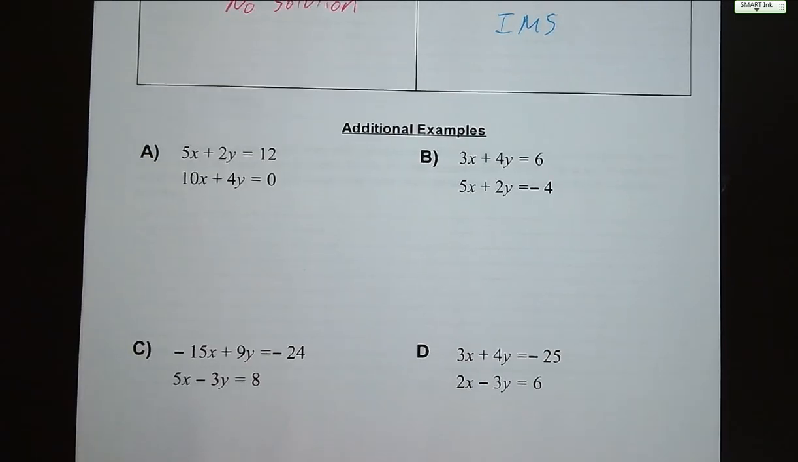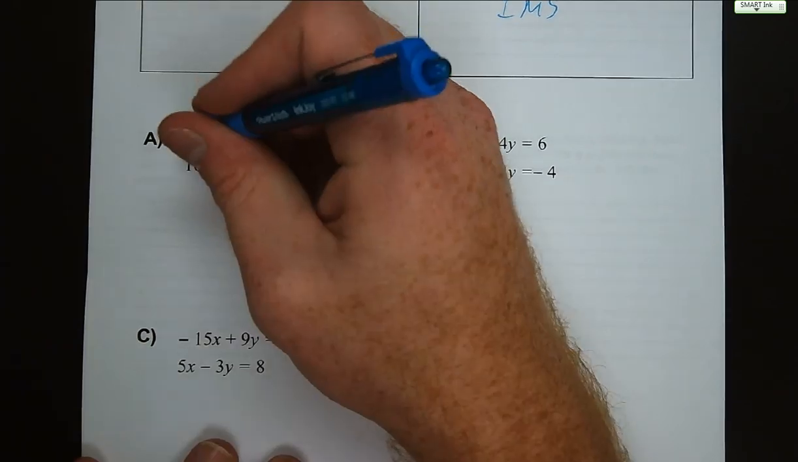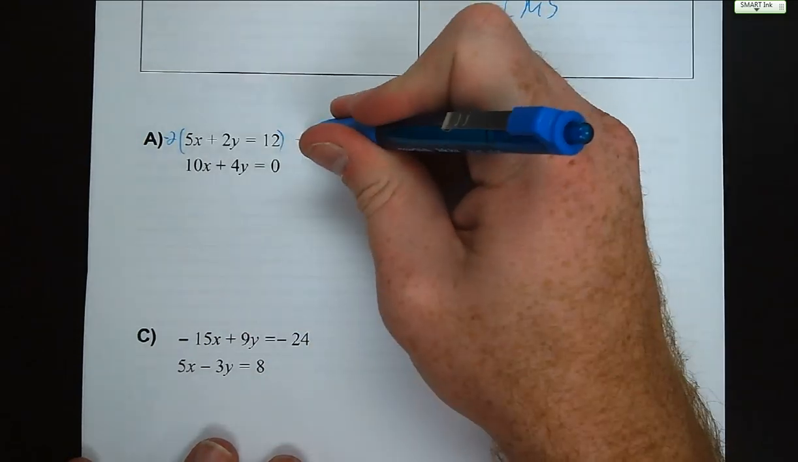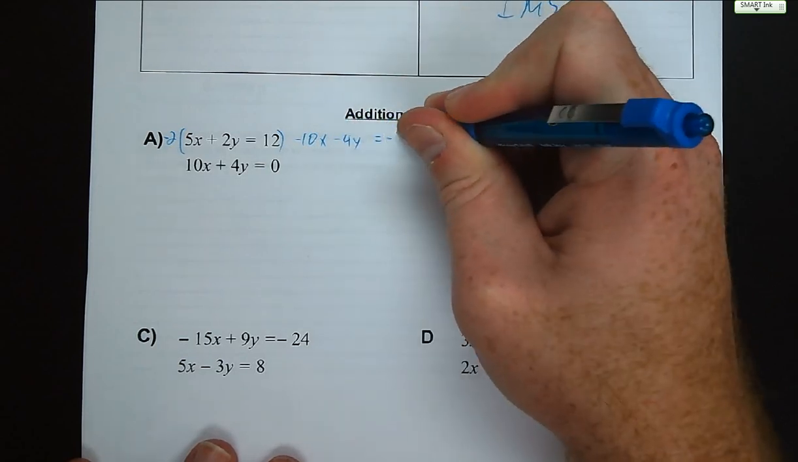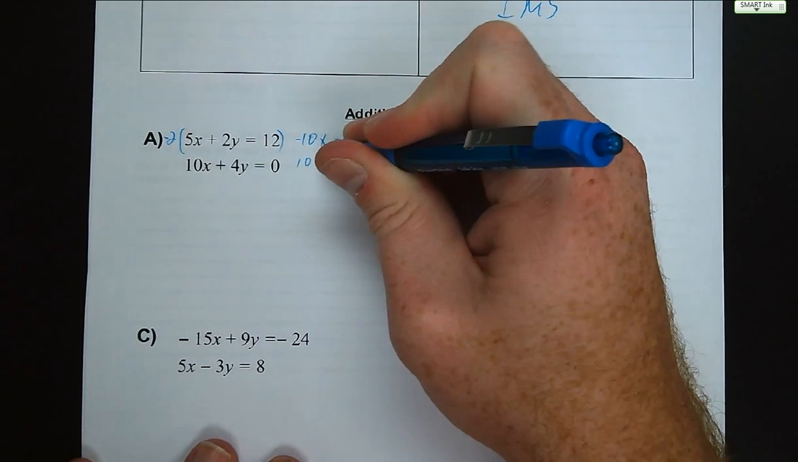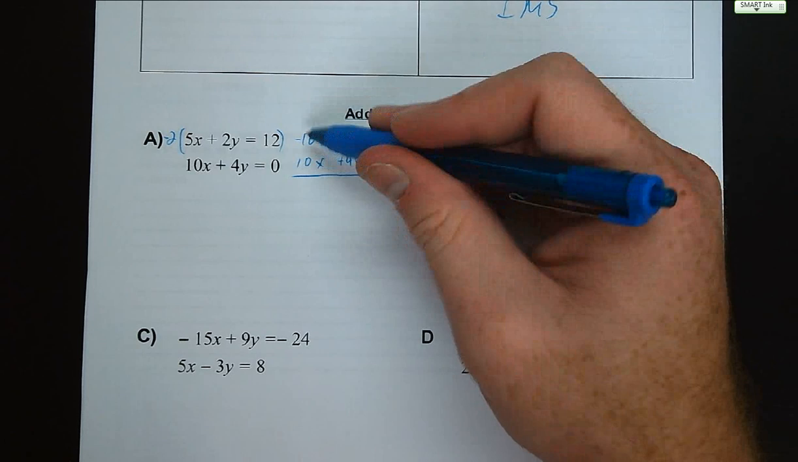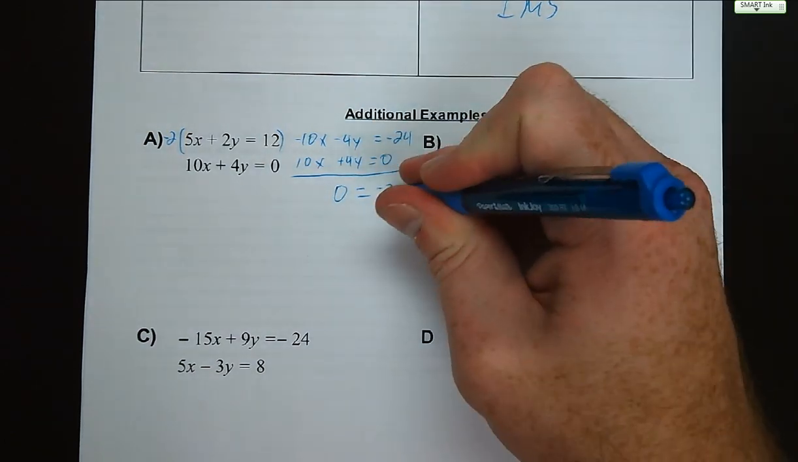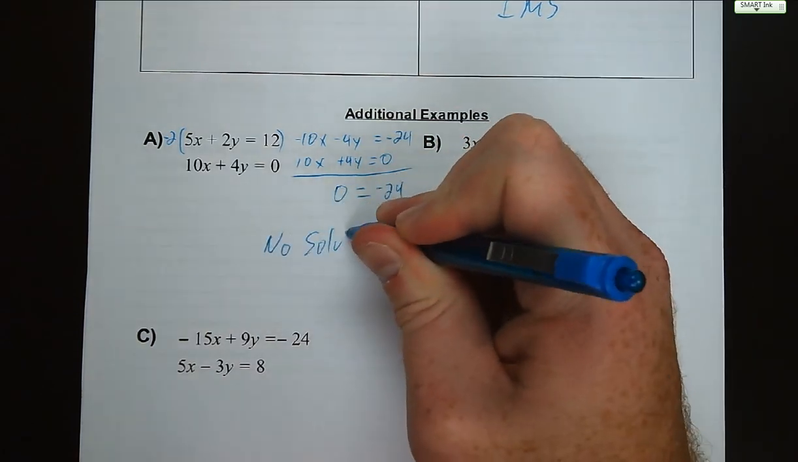All right. Letters A, B, C, and D, we're going to do the same thing. We're going to multiply and figure out what we need. So for our first equation for A, we're going to multiply by negative 2. So you have negative 10x minus 4y equals negative 24. And we have 10x plus 4y equals 0. So our left side of the equation cancels out. The right side is negative 24. So we have no solution.